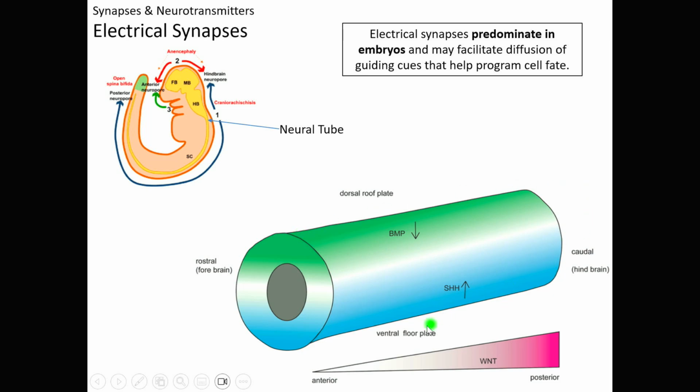So I can figure out where I am in this whole neural tube, both dorsal-ventral and anterior-posterior, by being able to assess the strength of these signals. And so where the electrical synapses come in here is they simply provide that cytoplasmic connection between neighboring neurons. And so it allows for these Wnt and BMP and Sonic Hedgehog signals to very easily move throughout the entire neural tube in order to establish these signaling gradients.